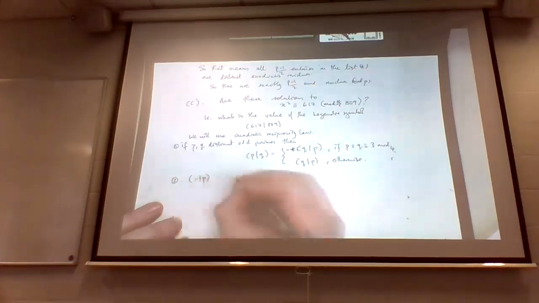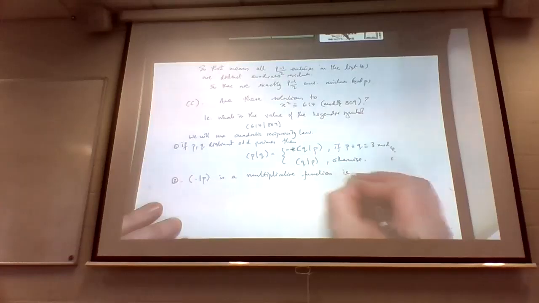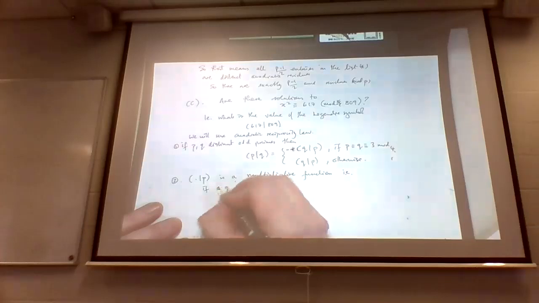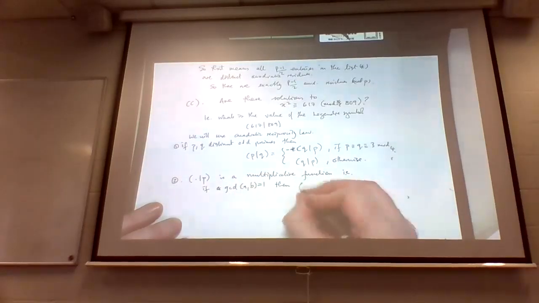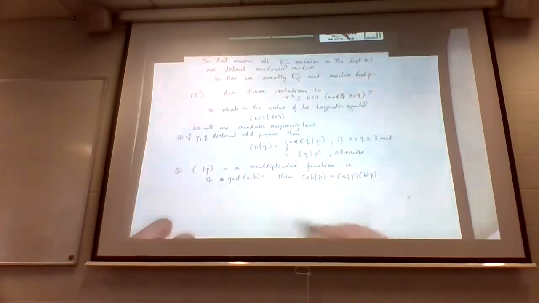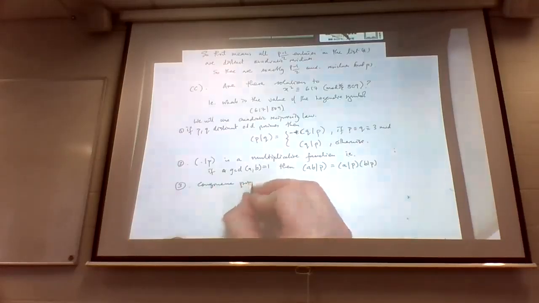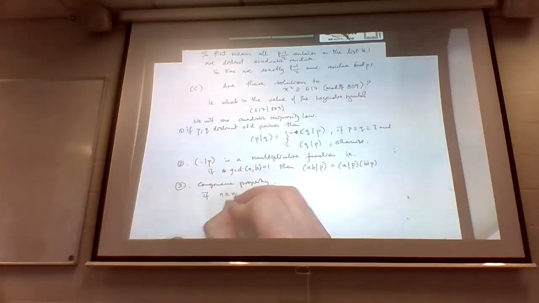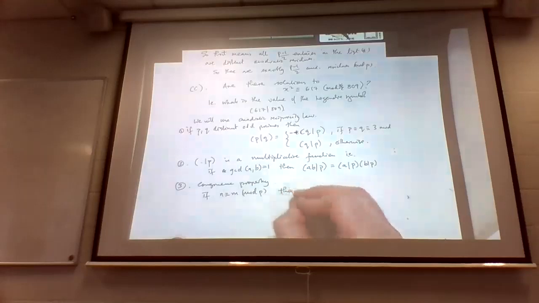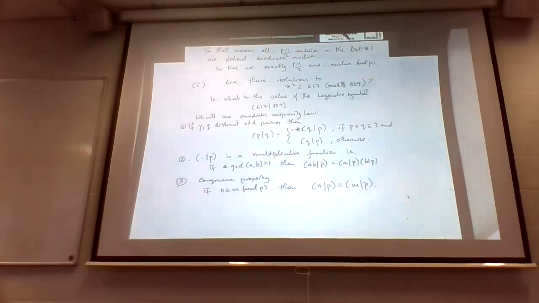The Legendre symbol modulo a prime is a multiplicative function. I.e., if the GCD of a and b is 1, if a and b are coprime, then the Legendre symbol (ab/p) is the Legendre symbol (a/p) times the Legendre symbol (b/p). And the third property is the congruence property, which just says that the Legendre symbol is a function on the congruence classes. Not only on individual integers, but because it's talking about whether or not something is a quadratic residue, really it's a function on the congruence classes. So if n and m are congruent mod p, then the Legendre symbols are equal.